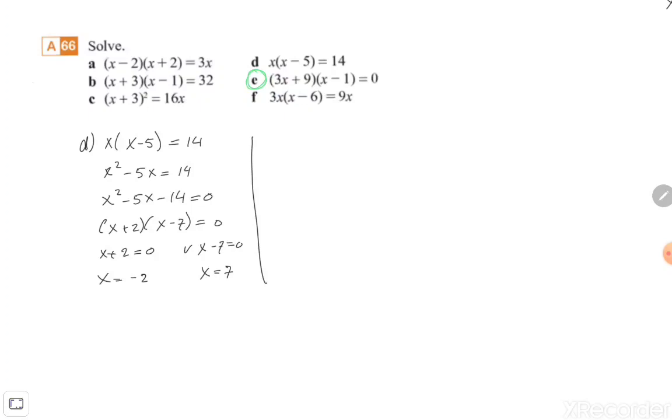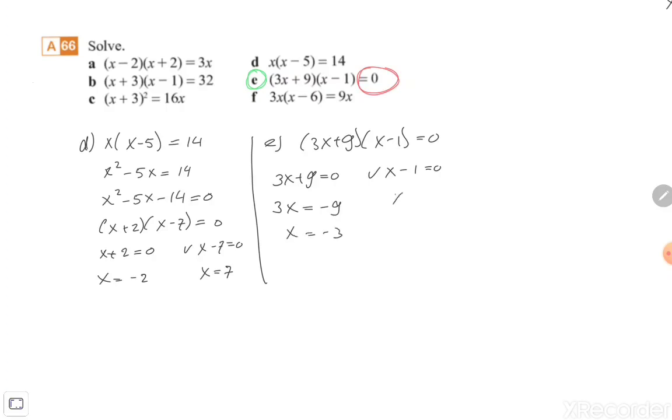I already told you that E is much easier than the other exercises. Why? Because on the right side we already find equal to 0. So in that case (3x plus 9) times (x minus 1) is equal to 0. You can immediately say that 3x plus 9 needs to be 0, or x minus 1 needs to be 0. So 3x is equal to minus 9. So x is minus 3 or x is 1. So those are the two solutions with exercise E.